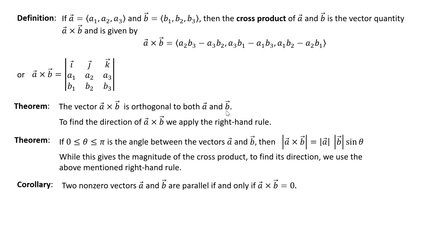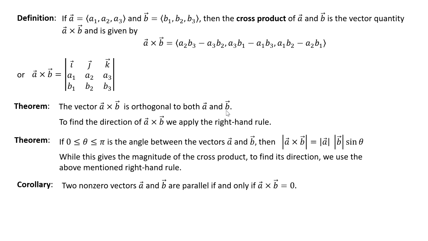Let's see. Vector A and vector B are parallel. In that case, what happens to the angle between vector A and vector B? If two vectors are parallel to each other, what can you say about the angle between them? The angle should be 0. Is that the only way? Is that the only angle? Would two vectors being parallel mean only that the angle between them is 0?